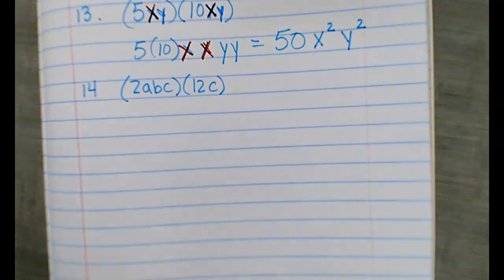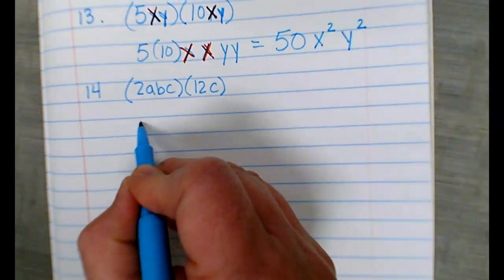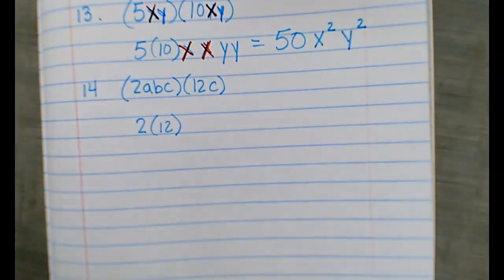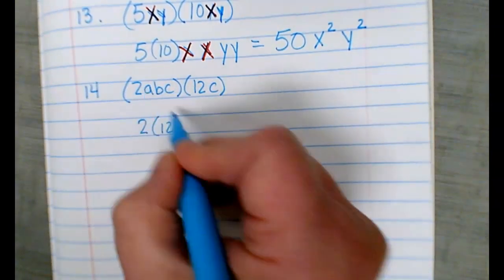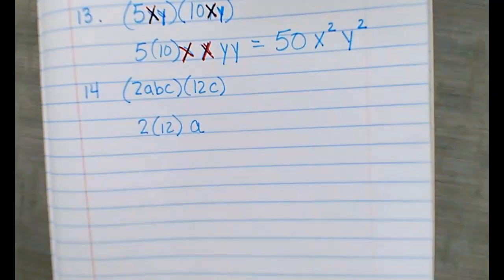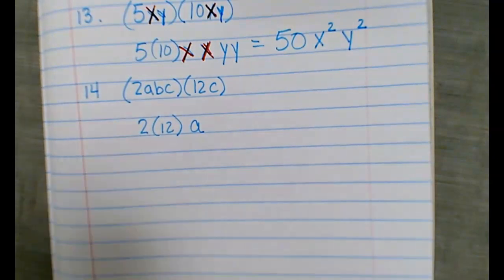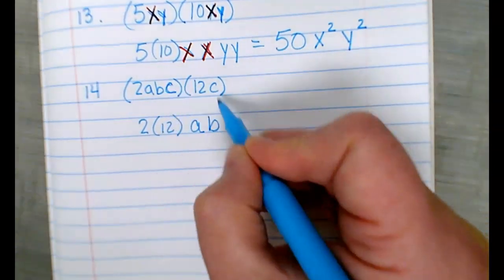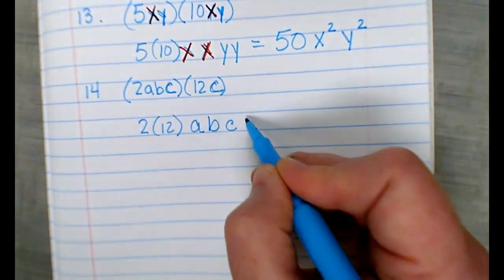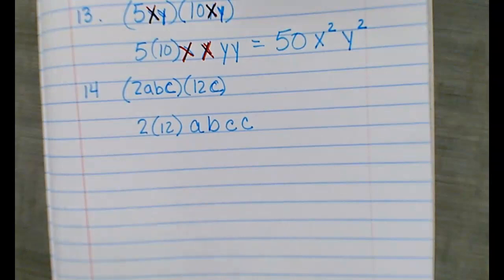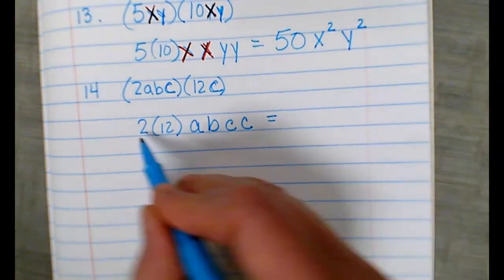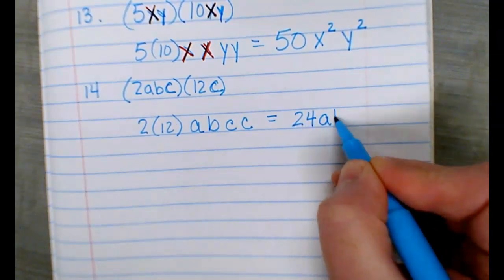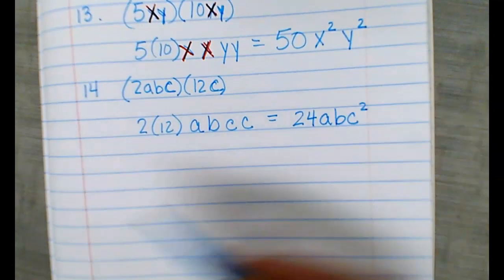Okay, we're almost done. 2 gets multiplied by the 12. You multiply your numbers together. That has an a. Is there any other a to multiply together with that a? That's the only a. That's the only b. And this c needs to multiply by the next c. 2 times 12 is 24. A, B, C squared.